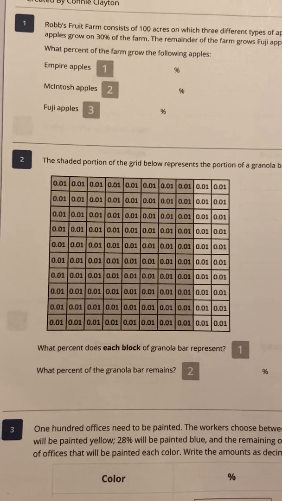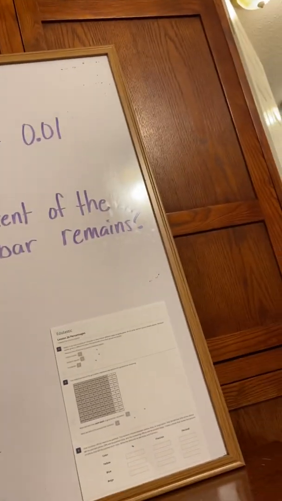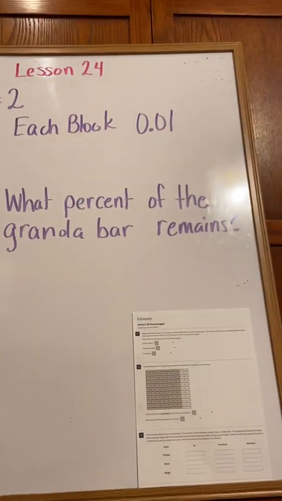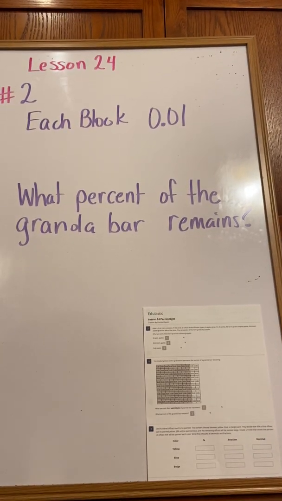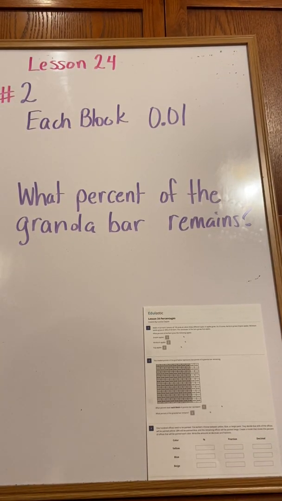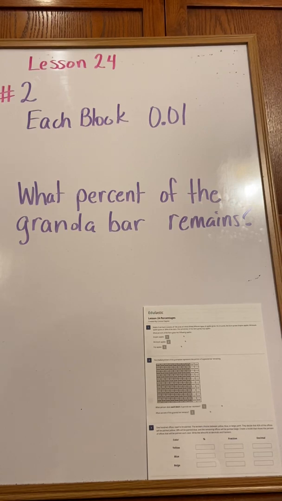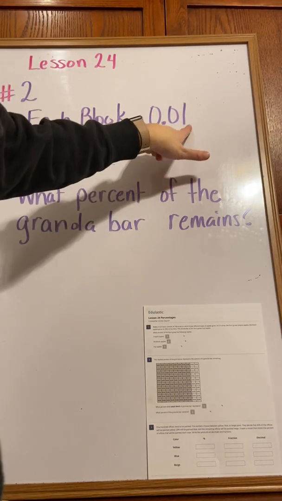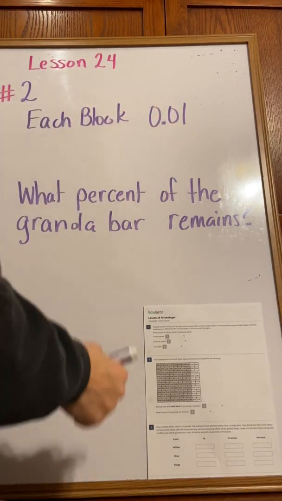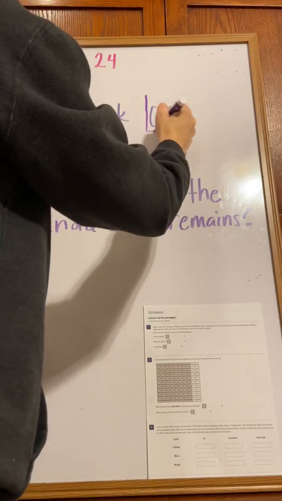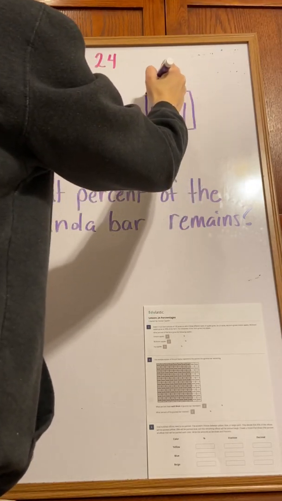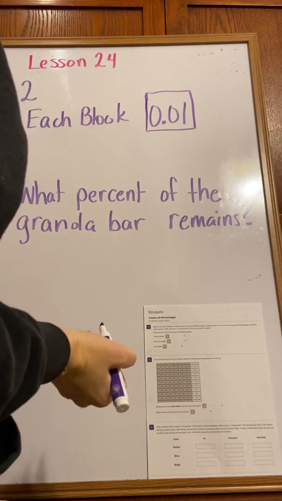All right. So I'm going to pan back out here. And the question says, what percent does each block of granola bar represent? So each little shaded in square, what percent? And we notice that there was a 1/100th in each square. Each little box had a 1/100th in it. So what percent is that?